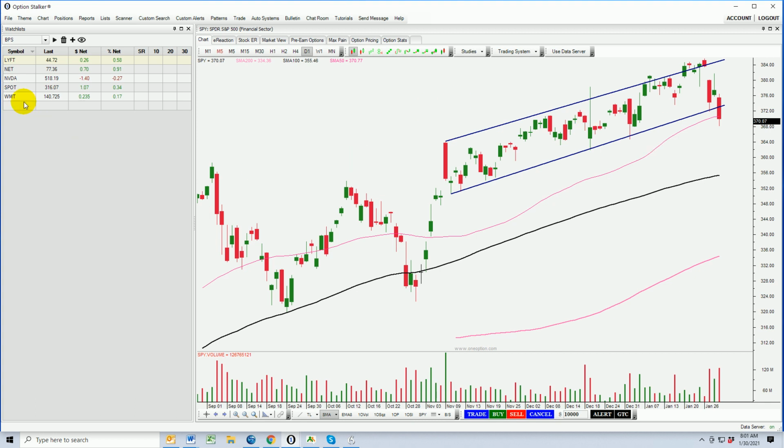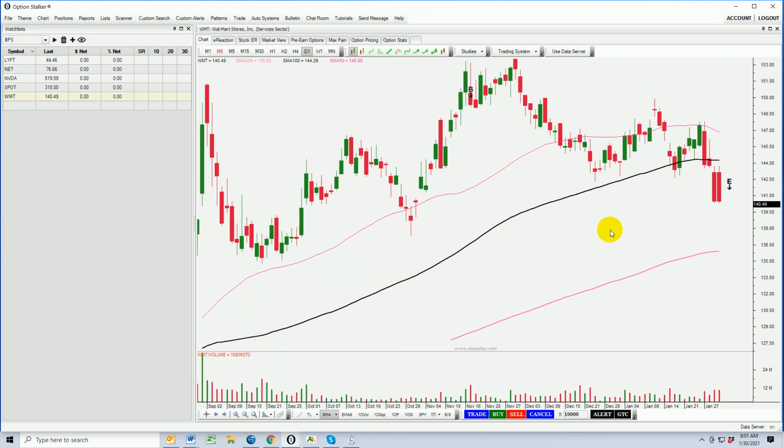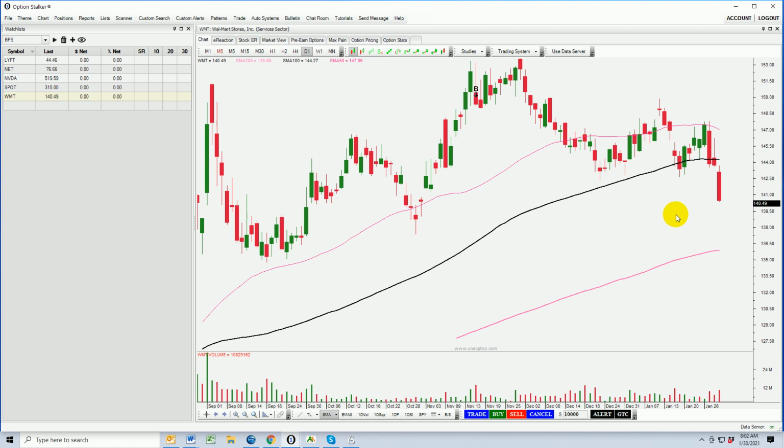So I'm going to take a look at our problem children, if you will. Here are all the stocks that we had bullish put spreads on, and we'll start off with Walmart. That was the biggest problem child in my eyes because of the price action that I had seen. So here's how the week unfolded. You can see here on January 27th, this was Wednesday, before the video that I had recorded.